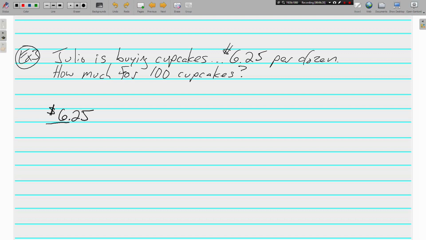If you write down one dozen, that's not going to help you get to 100 cupcakes, because the 100 is not in terms of a dozen. Probably you know that there are 12 cupcakes in a dozen. So it's $6.25 for 12 cupcakes. We need to know how much it is for one cupcake, so we divide by 12.